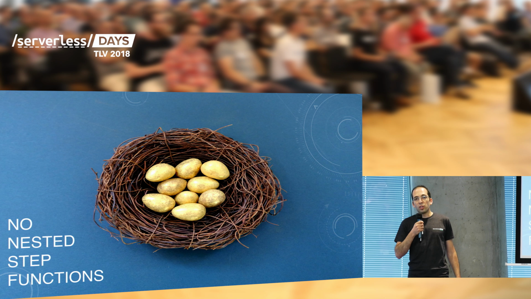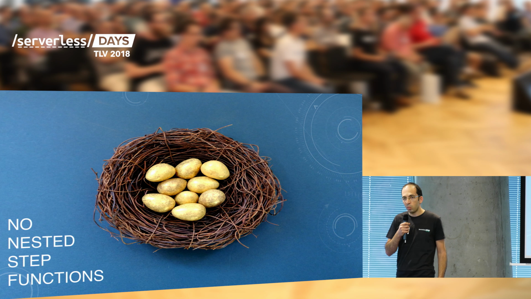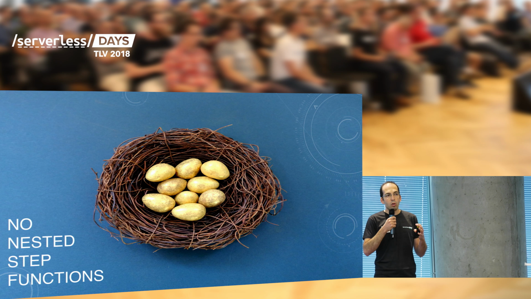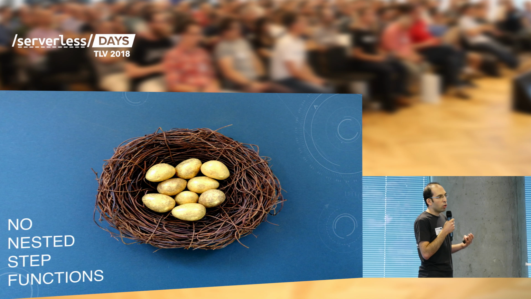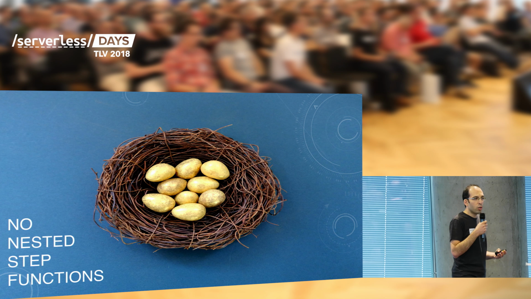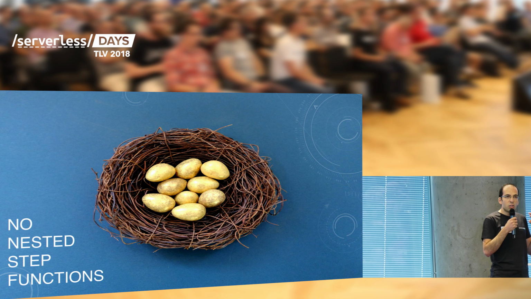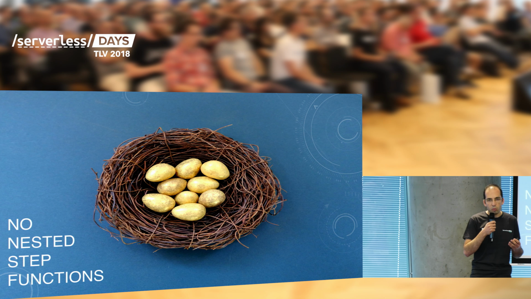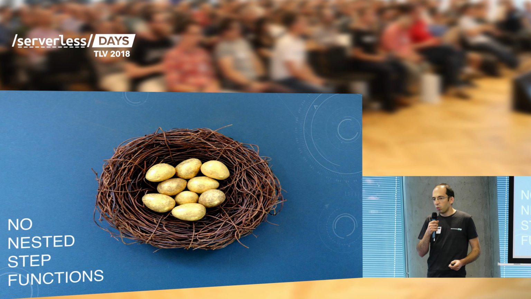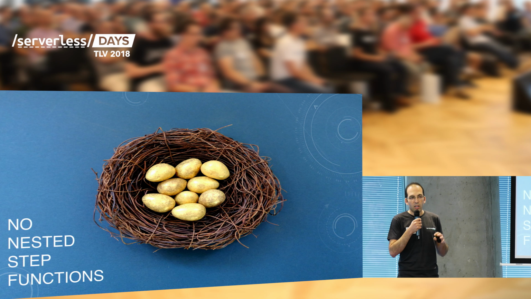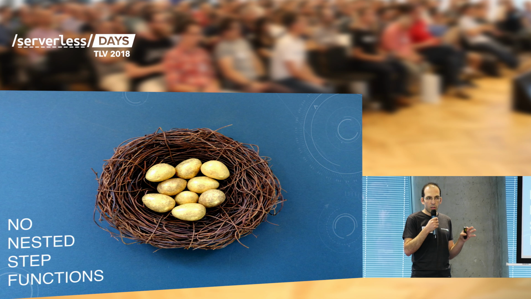AWS doesn't allow you to nest step functions. This means your entire flow has to go inside one step function. Why is this important? The more complex your flow is, the more you have to scratch your head and figure out what's going on where, like we've seen, it can get complicated. So it would be really nice if we could modularize them into separate step functions, but that's currently not available.